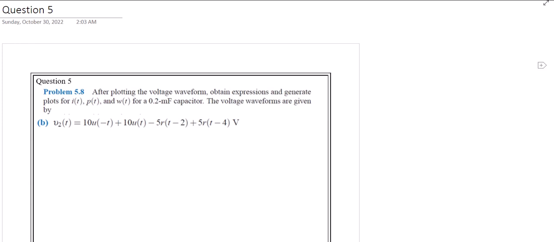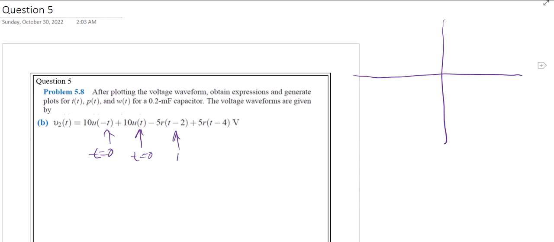Okay, so when I graph one of these kinds of functions, I like to pay attention to where a change is happening, because the unit step function and the ramp functions are 0 everywhere, and then a change happens. So I want to see where a change happens. The change is going to happen for this one when t equals 0, this one when t equals 0, this one when t equals 2, and this one when t equals 4.